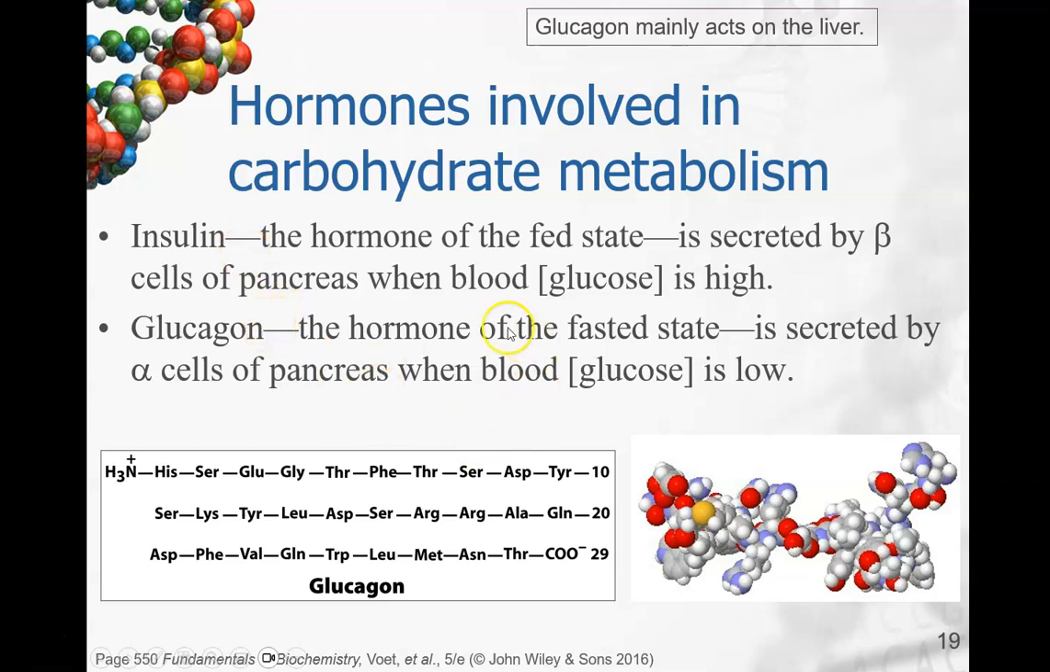The opposite is true when blood glucose is low. When you're fasting, what happens is there are different cells, so the alpha cells of the pancreatic islets of Langerhans, and they will secrete glucagon. So when you're fed, your pancreas releases insulin and not glucagon. When you're fasted, your pancreas releases glucagon and not insulin. And this is what glucagon looks like. It's just a 29 amino acid peptide hormone, and that's what it looks like when you fold it up.